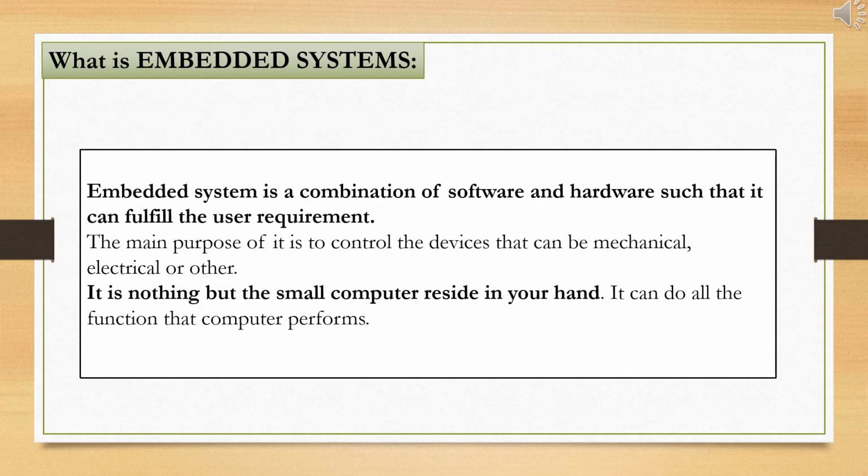Before knowing about this Arduino, we should know some basics, like how it is made, in which way it is integrated, what are the electronic components and ICs being used. So first we'll be learning about the embedded system. What is an embedded system? An embedded system is a combination of hardware and software. The main purpose is to control devices that can be mechanical or electrical. It is nothing but a small computer.